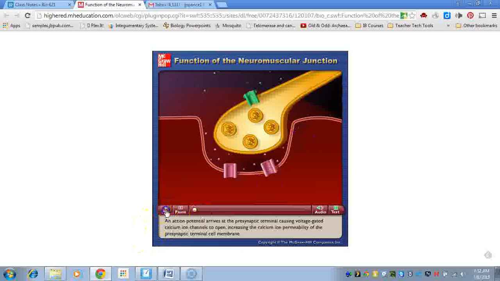Okay, so an action potential arrives at the presynaptic terminal, causing voltage-gated calcium ion channels to open, increasing the calcium ion permeability of the presynaptic terminal cell membrane. Calcium ions enter the presynaptic terminal and cause vesicles to release their neurotransmitter acetylcholine from the synaptic vesicles into the presynaptic cleft.